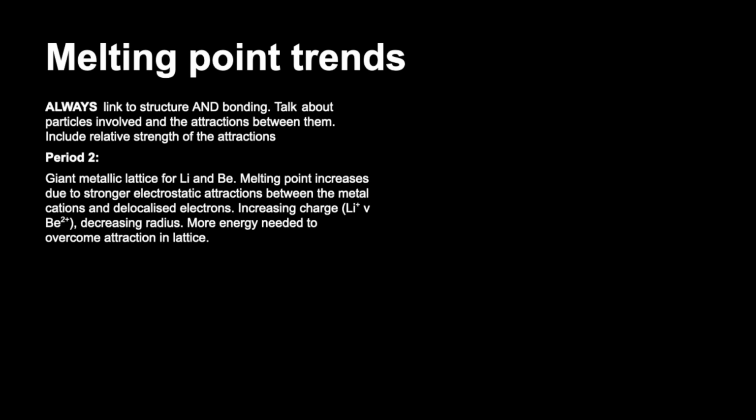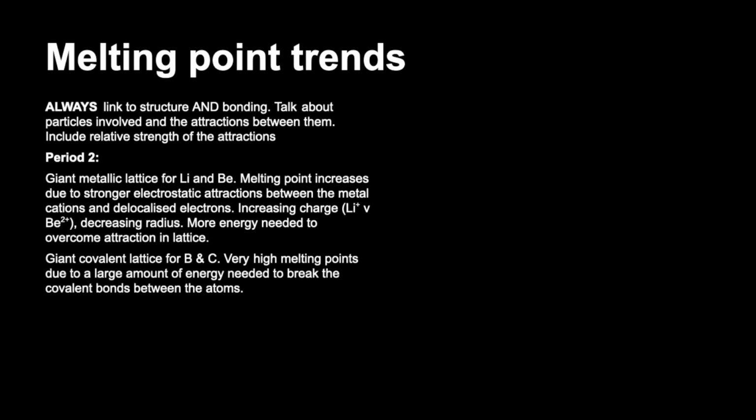So because of those factors, more energy is needed to overcome the attraction in that metallic lattice. Moving on to the next two elements, boron and carbon. They've both got giant covalent lattice structures, so you've got very, very high melting points for those. A large amount of energy is needed to break the covalent bonds between the atoms.